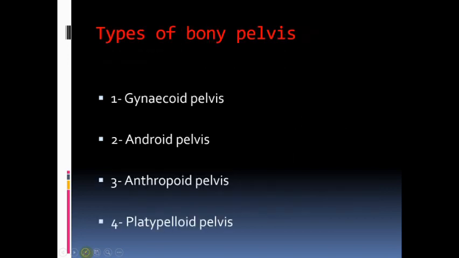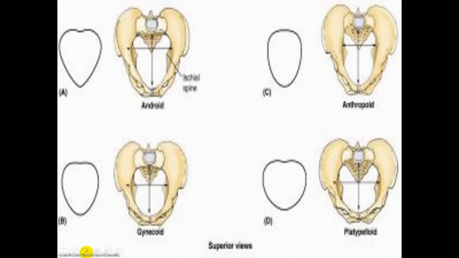To start with, as we say, we have 4 different types of female bony pelvis, and these are the following. The most common type of female pelvis is the gynecoid pelvis, and from its name, gynecoid, it means a female type of pelvis, and this forms about 50% of female pelvis. It is the most common type, and all our discussion regarding the female pelvis involves this type of pelvis.